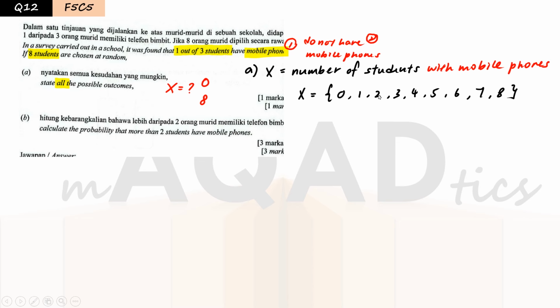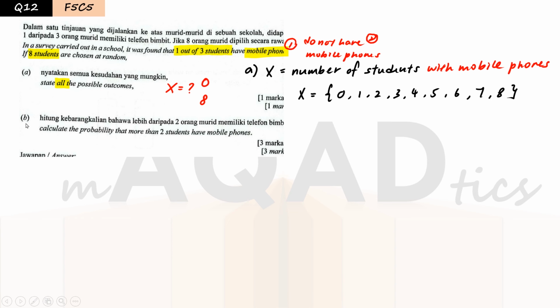Alright, so make sure in the answer that you put the set brackets, right? Because we are looking at a set of numbers for our possible outcomes. So since this is a set of numbers, we need to put the set brackets.